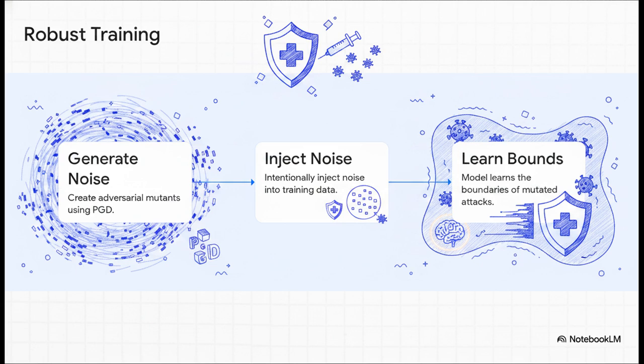By deliberately exposing the AI to these mutated attacks during training, the model learns the boundaries of zero-day mutant attacks in advance. It inoculates the classifier, so that when a real mutant attack hits in the wild, the AI already knows exactly what it looks like.